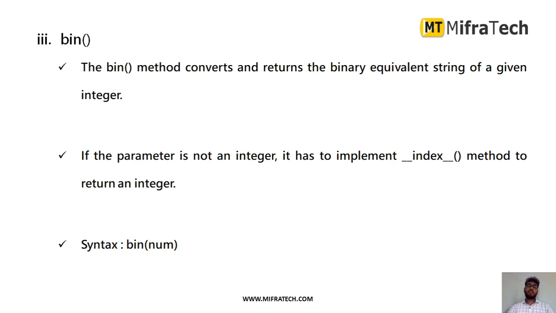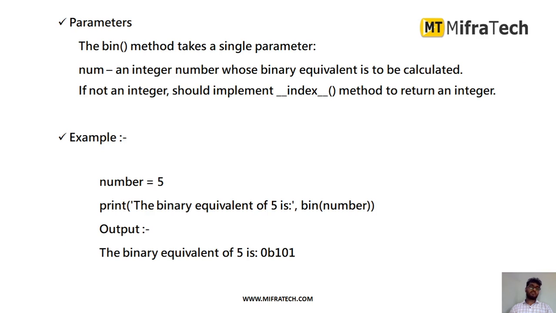There is one more inbuilt function, that is bin. What this bin means is it will convert any number into the binary equivalent of that number, which is given as a parameter. If the parameter is not an integer, it has to implement the __index__ method to return an integer. As I told, if we are given a string value, it will first convert into an integer value, after that it will convert into a binary number. The syntax for this is bin of number. We have to give a number as a parameter.